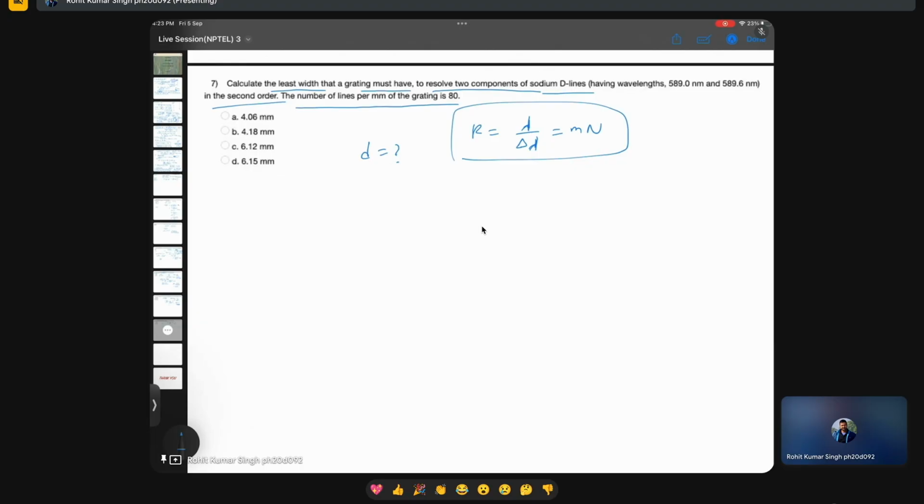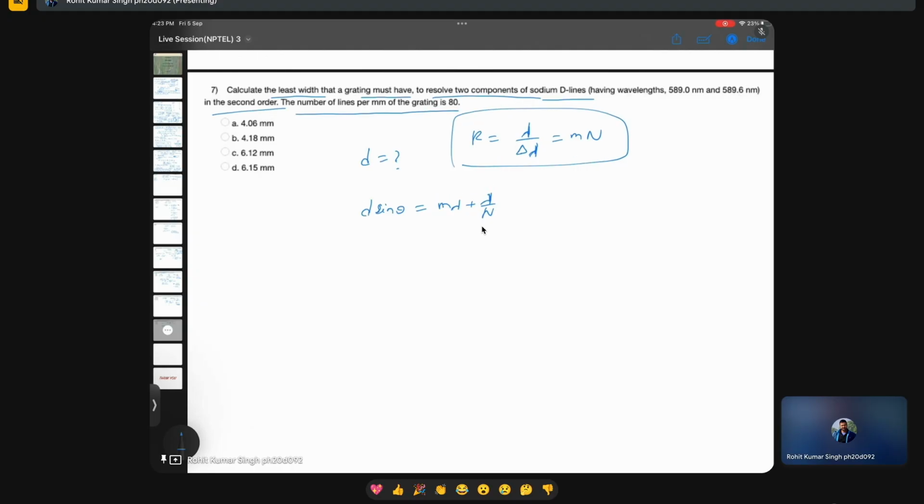d sin theta is equal to m lambda plus lambda by n. Yeah, you're right. d sine theta is equal to m lambda plus lambda by n. Okay, one more equation was there: d sin theta equals lambda plus delta lambda. And from there we have this equation, right?